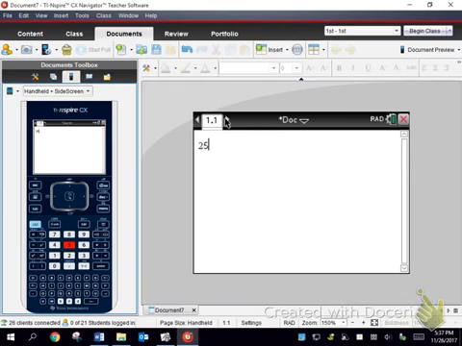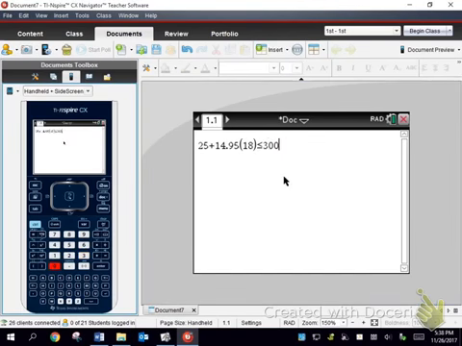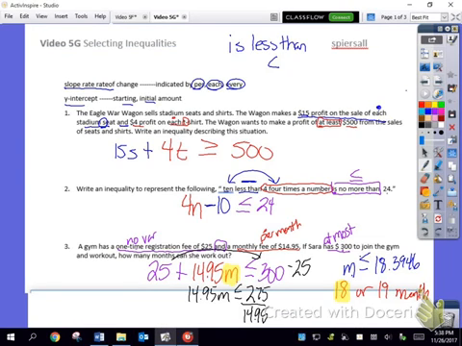And we're going to type in 25 plus 14.95, and instead of m, we're going to put parentheses, and we're going to use 18. Close parentheses. Now to pull up that inequality, do Control equal, and I want the less than or equal to. Okay, less than or equal to 300. Now, when I said that, that says true. Okay, so 18 is true.